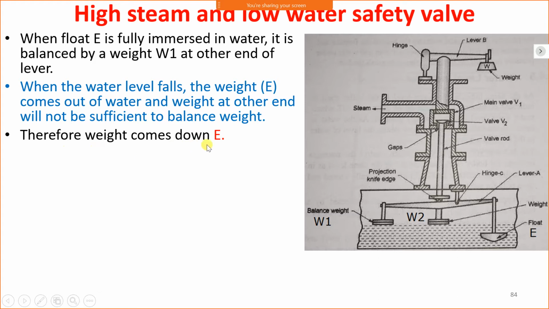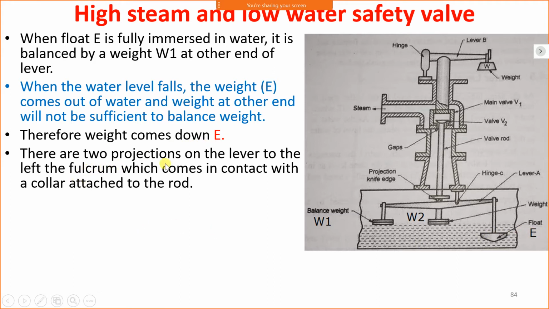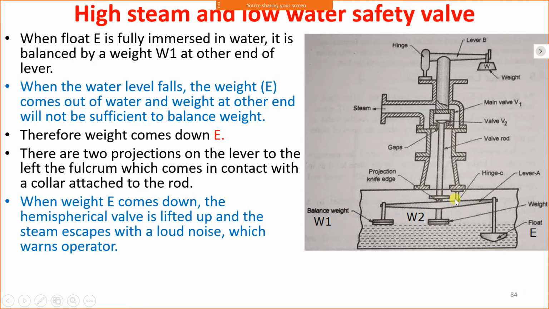Therefore, weight E comes down. There are two projections on the lever to the left of the fulcrum which come in contact with the collar attached to the end. Look at here. There are two projections. This is one projection, this is the second projection. When this weight comes down, this weight moves in the upward direction.